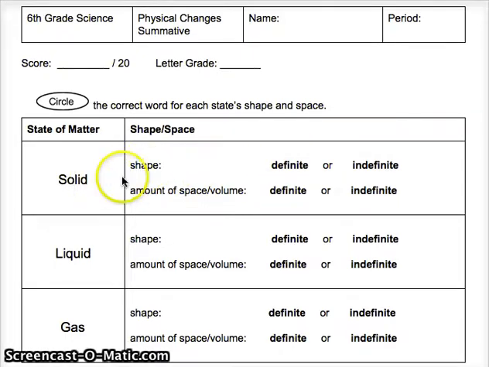So for solids, shape, is it definite or indefinite? You are going to circle which one, definite or indefinite. For amount of space that a solid takes up, or volume, you're going to circle definite or indefinite.